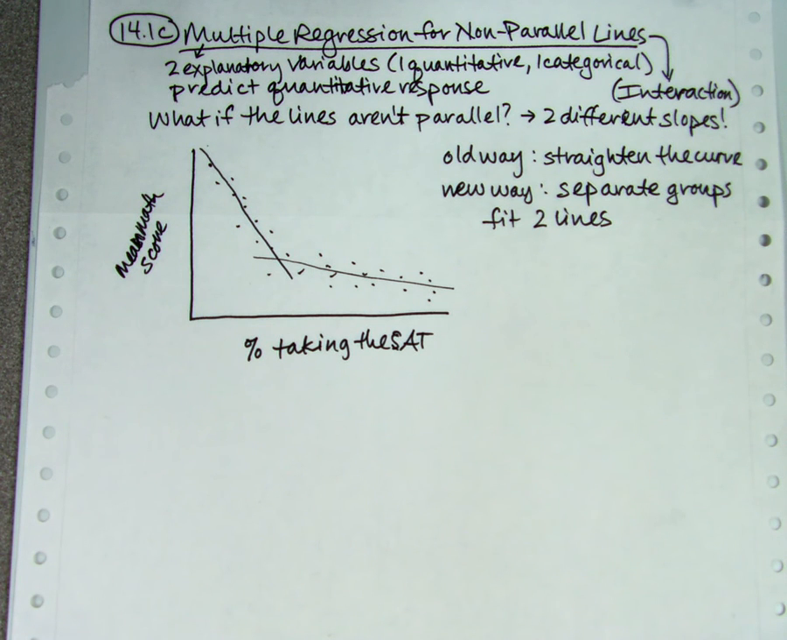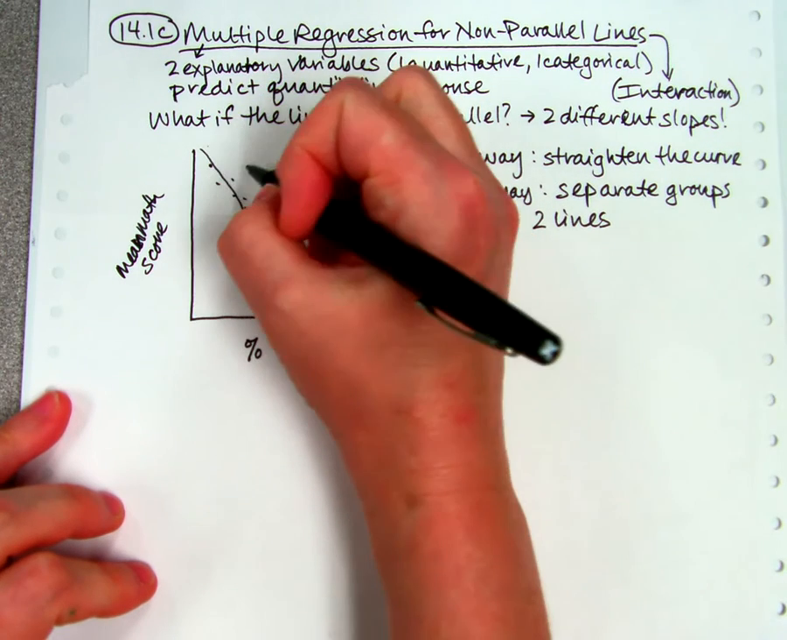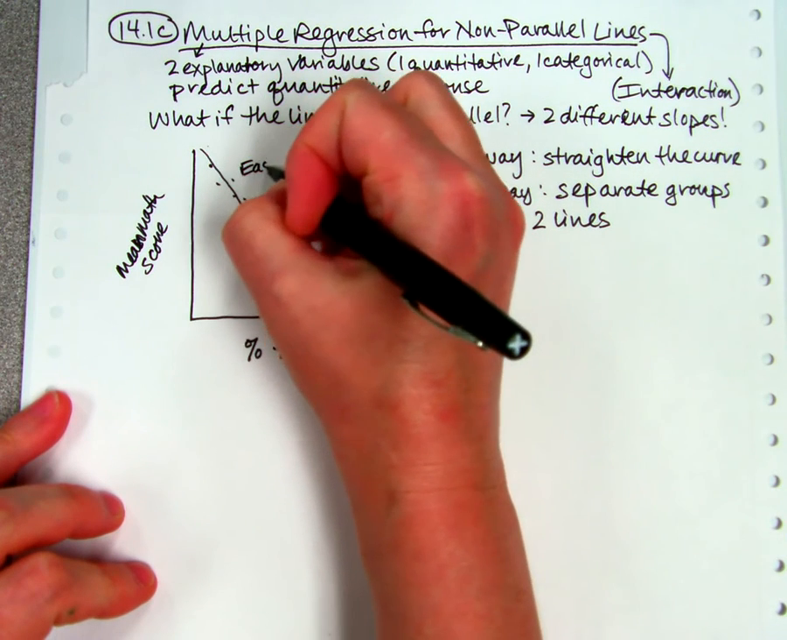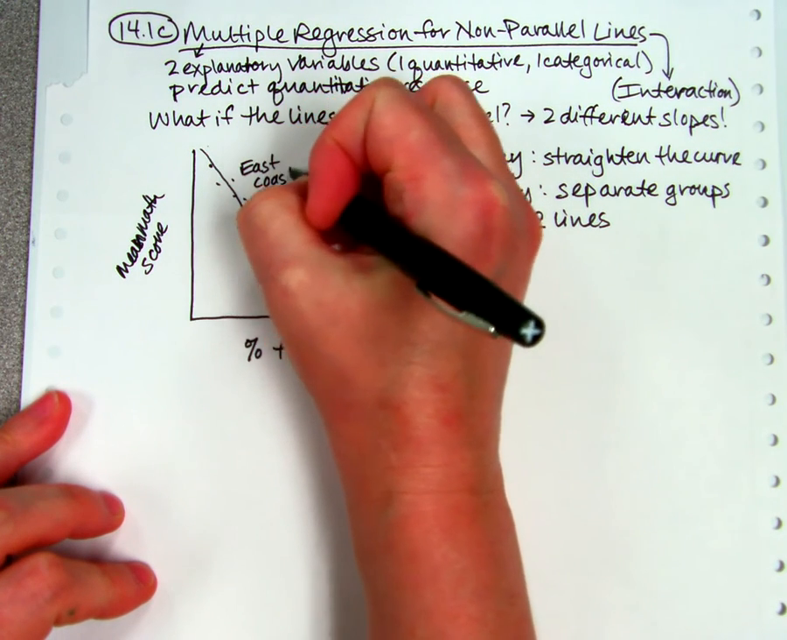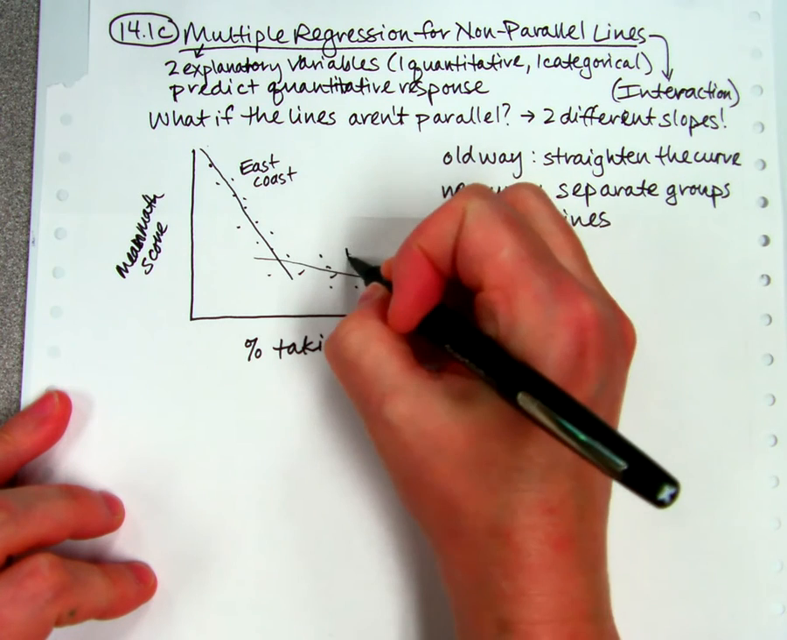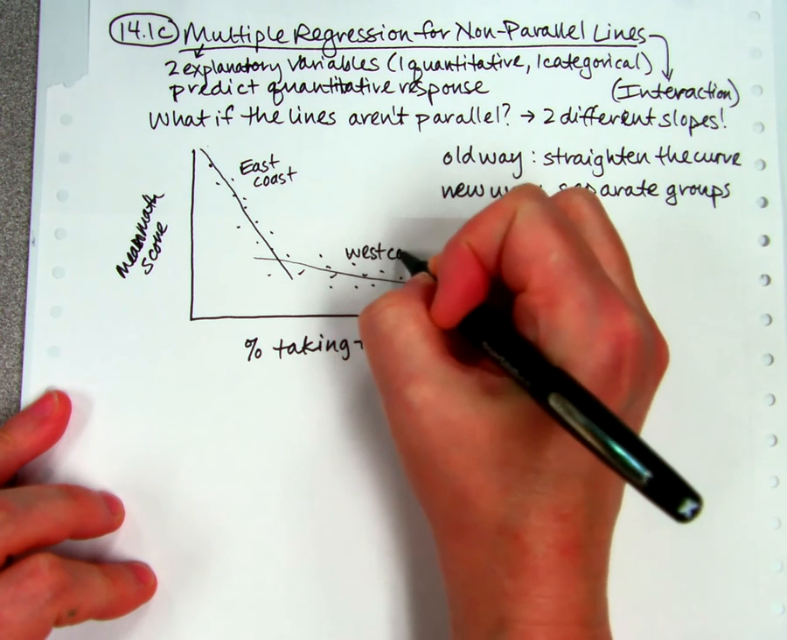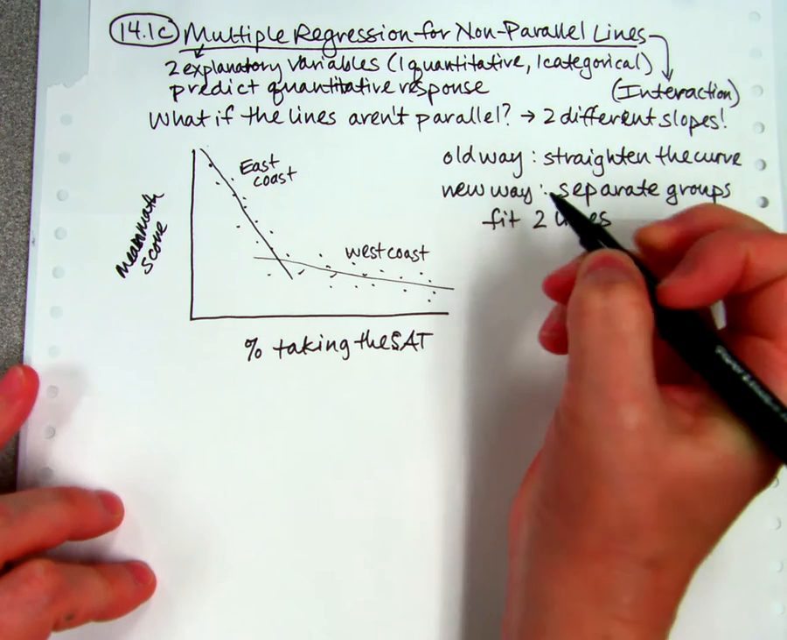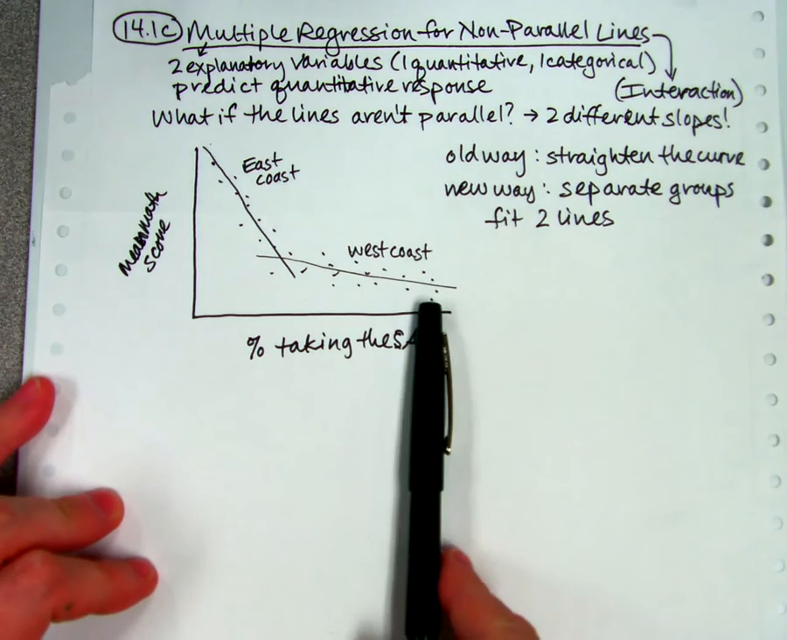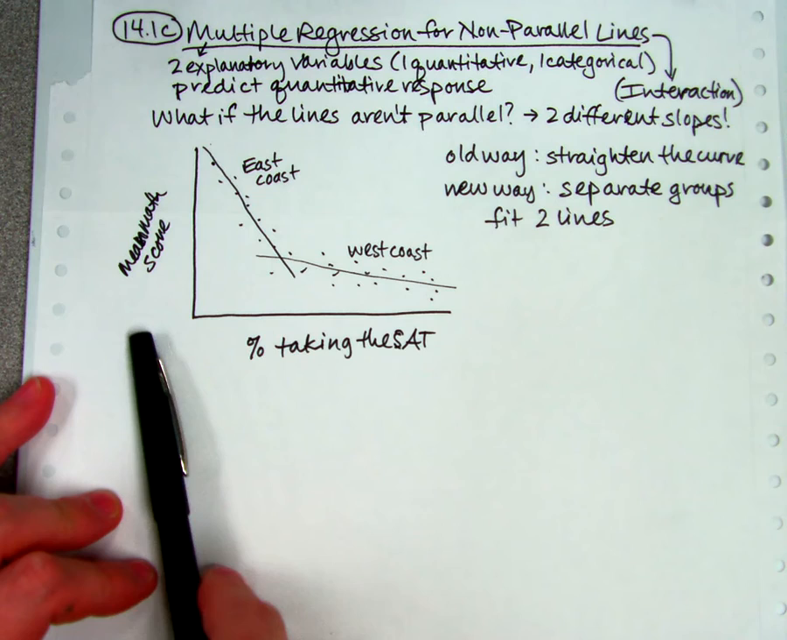So here is what happened. The researchers who were looking at this actually figured out why there are 2 groups. And what happened was this upper line is the East Coast schools. And this lower line are the West Coast schools. No, that doesn't mean that West Coast people are stupid or anything like that. On the West Coast, we tend to give the SAT to every student at our schools, and because of that, the mean scores tend to be low.